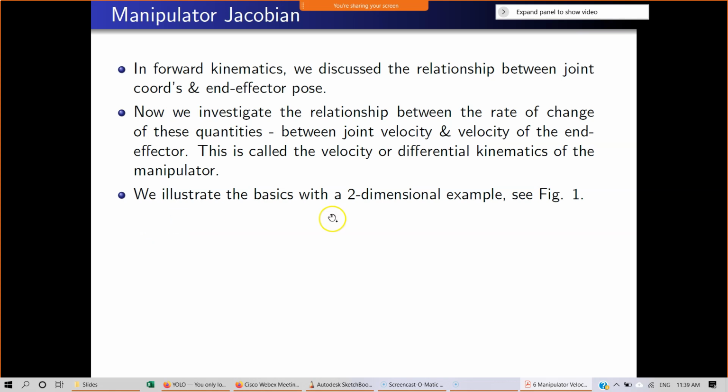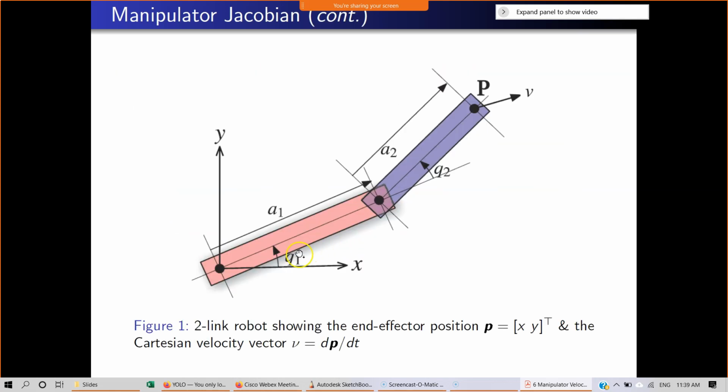Let's illustrate the basics with a two-dimensional example. This is a two-link robot. You can imagine this robot only operates on the XY plane. The length of link number 1 is A1, the length of link number 2 is A2. Later I will call the angles theta 1 and theta 2. This is the angle of link number 1 from the x-axis, theta 1. This is the angle of link number 2 from link number 1's axis, which we call theta 2. We don't have an end effector, but let's assume this point represents our end effector, and the position of this end effector is xy.